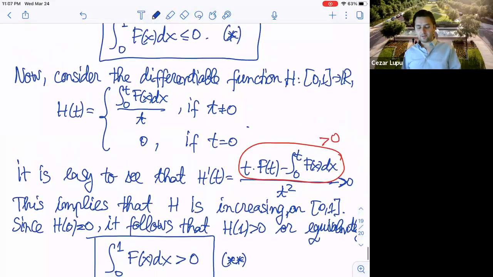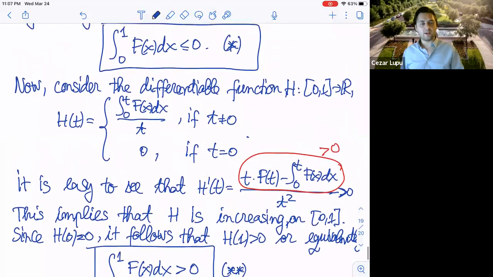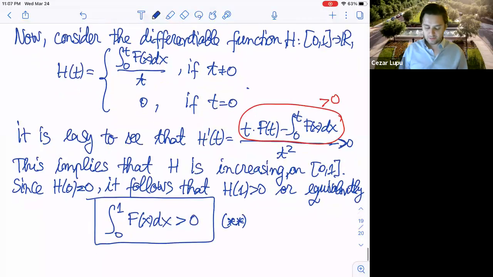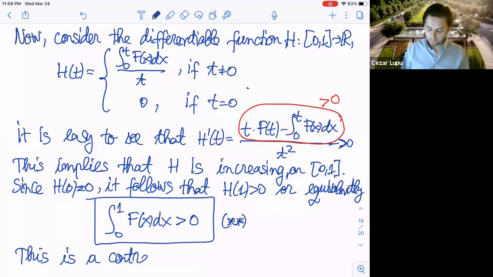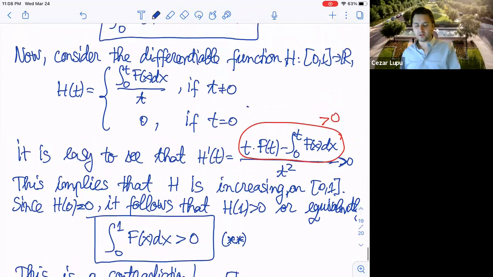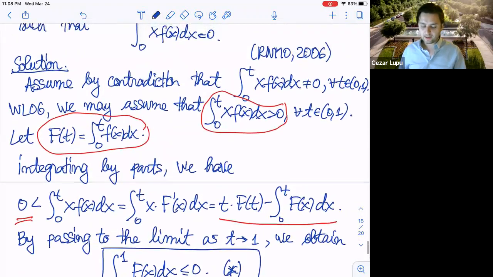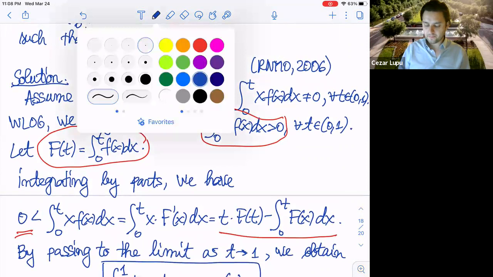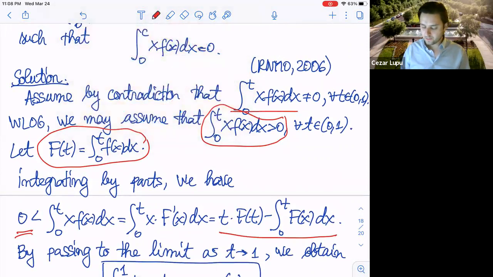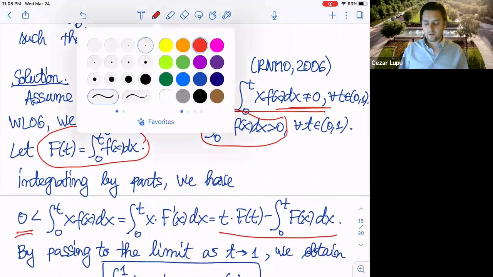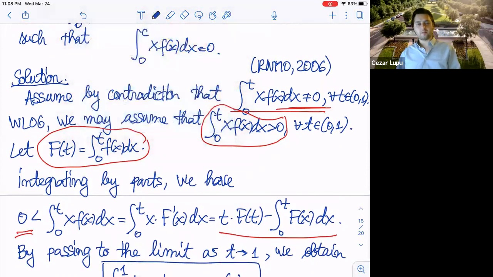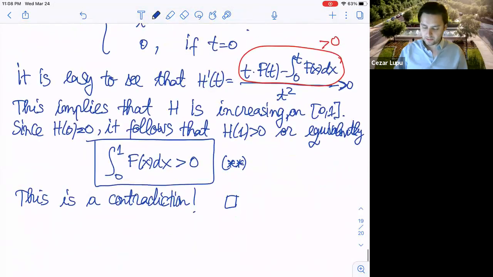But let's look at the two relations. On one hand, the integral of capital F is less than 0. On the other hand, it is greater than 0. So this is a contradiction. Very beautiful problem and solution. And we're done. Where did the contradiction come from? Let's look back. It comes from my assumption here, that I assumed that this is different than 0.